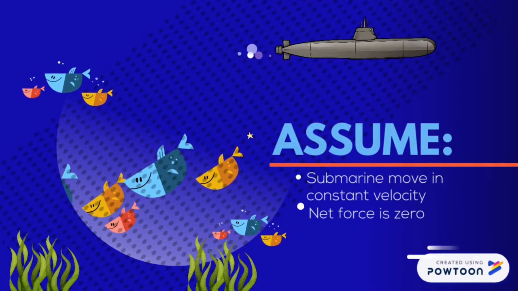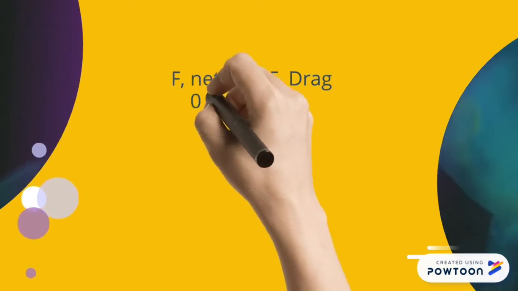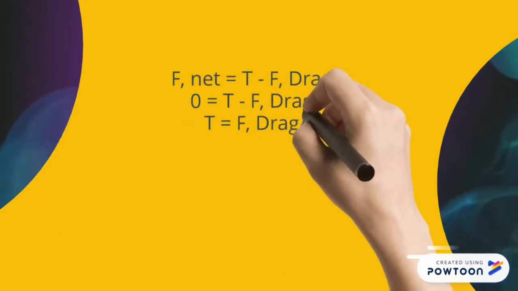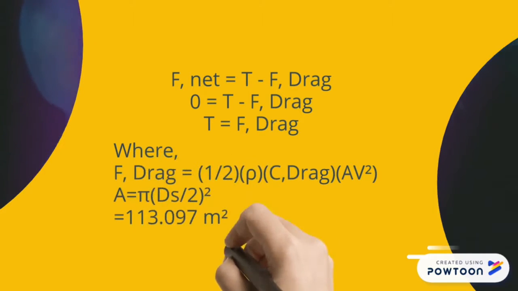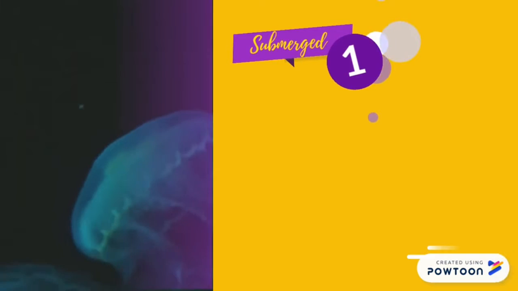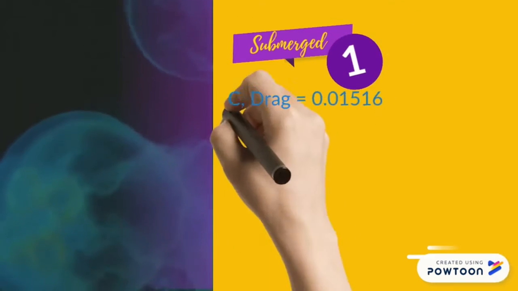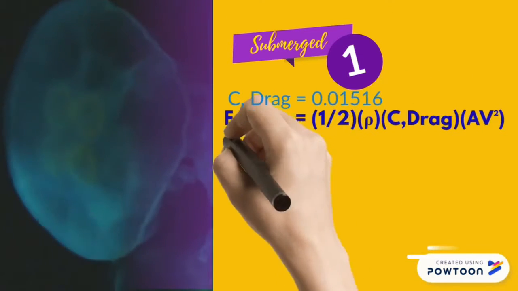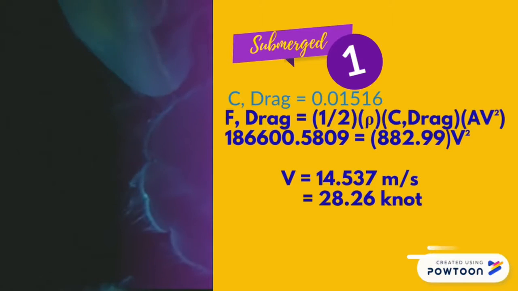To find the speed, we assume the velocity is constant and the net force is 0. This leads to thrust equals drag force, where drag force equals 1/2 rho CD A V squared, and area equals 130 meters squared. Drag coefficient when submerged is assumed to be 0.01516. Speed calculated when submerged by using the drag force formula is 28 knots.